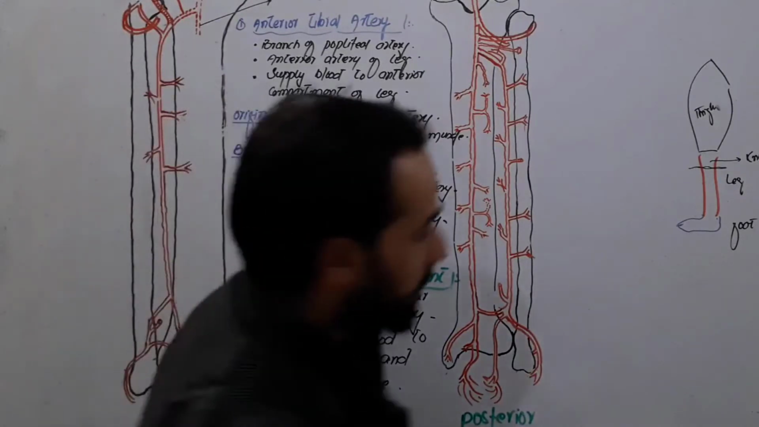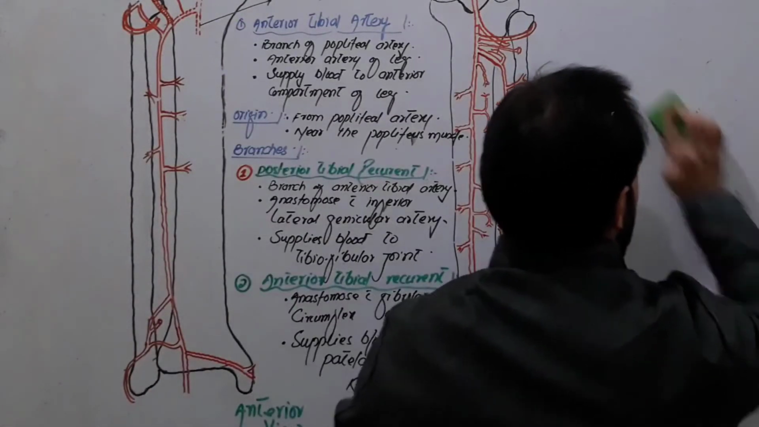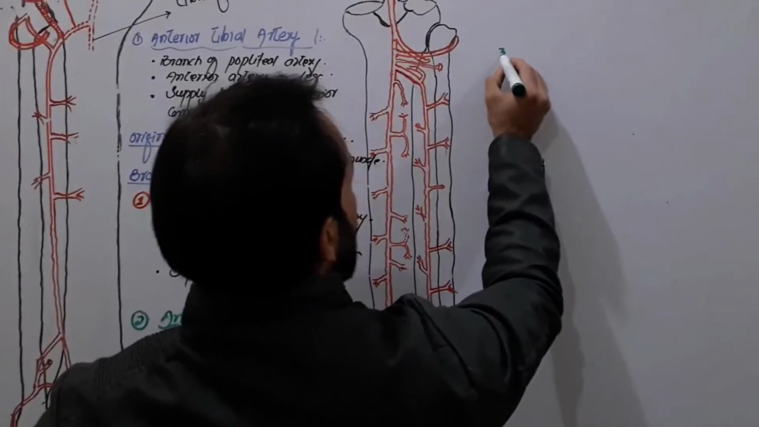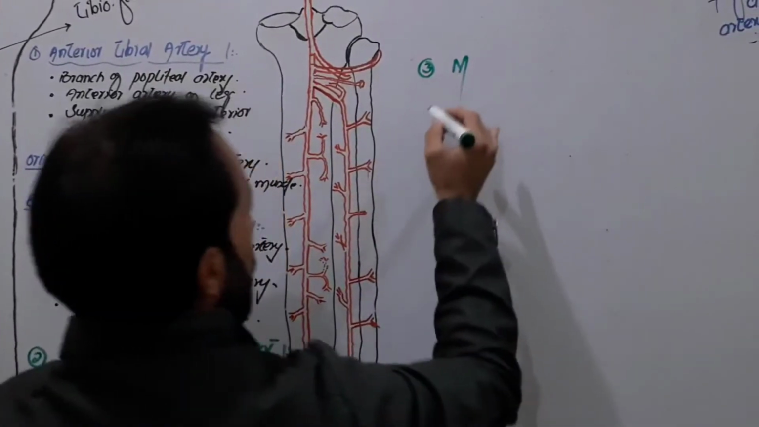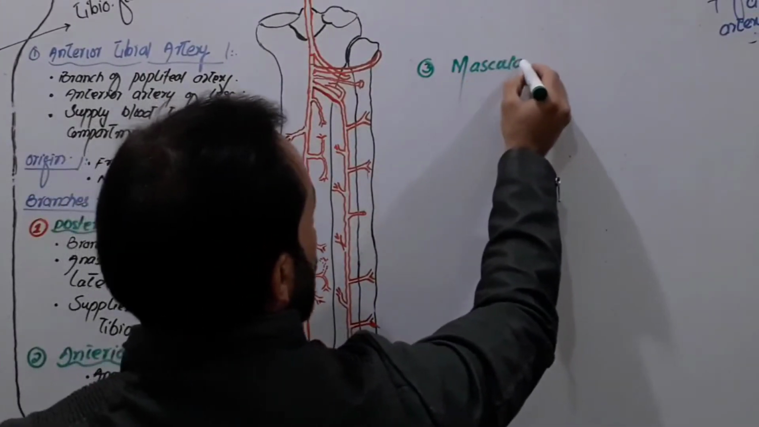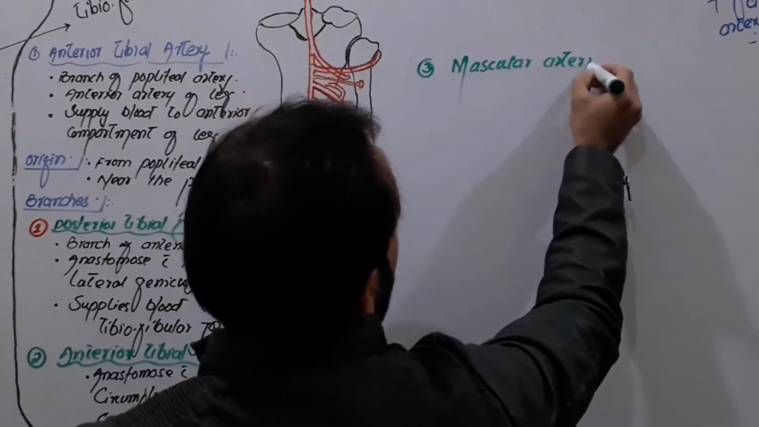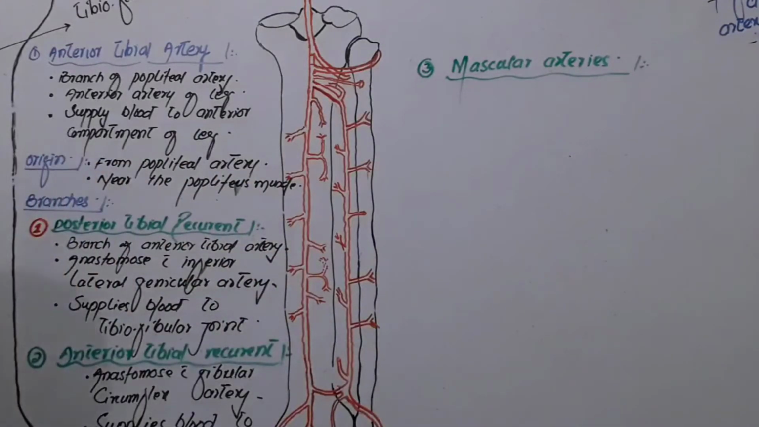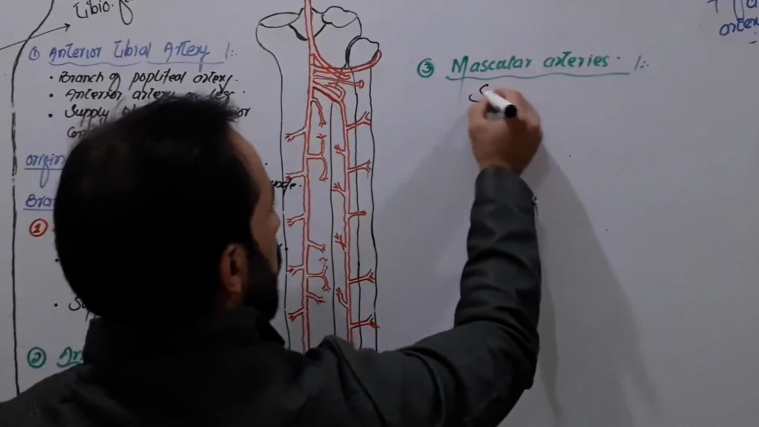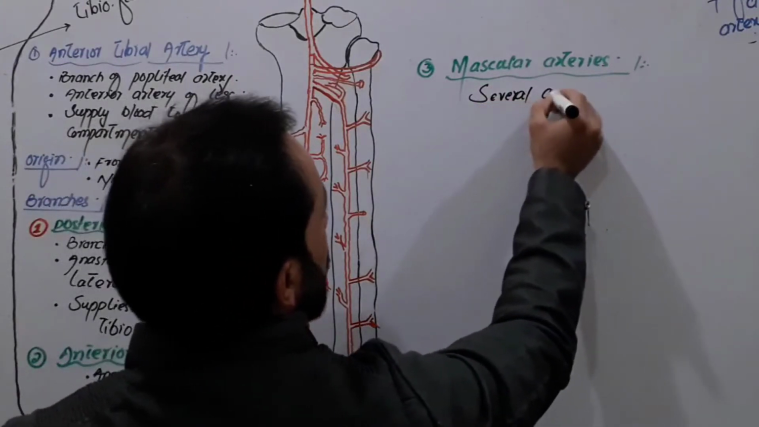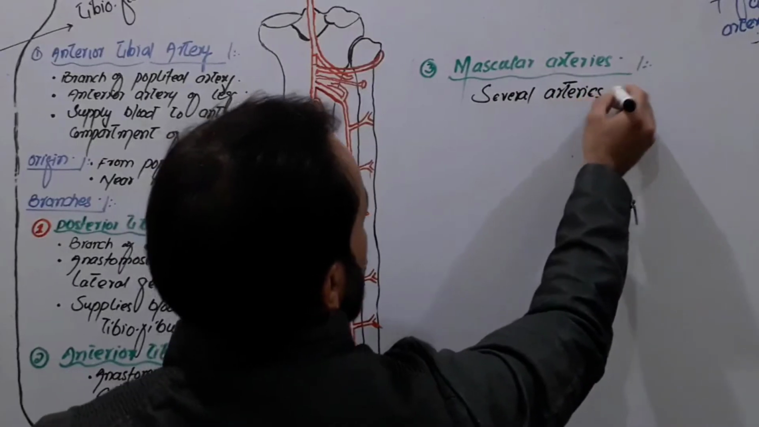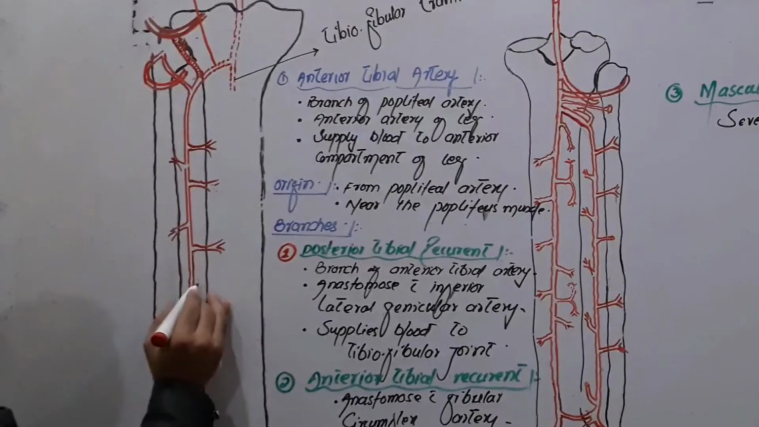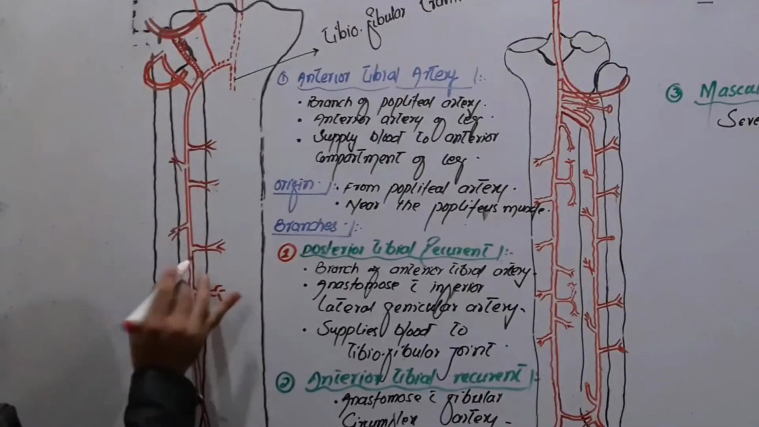Now the next branch which arises from this artery is called the muscular branches, right? So the third group of arteries which arise are called the muscular arteries. Clear, friends? So there are several muscular arteries. There may be 5 or 6 muscular arteries which arise. So I'm writing as several arteries. Okay, you can see here, these are our muscular arteries which arise from this anterior tibial artery.